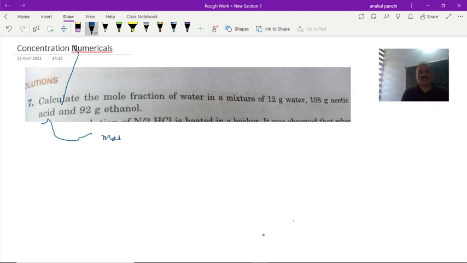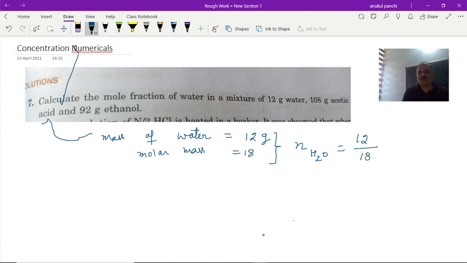So first of all, let us write the given situation. Mass of water is 12 gram, and we know that molar mass of water is 18. By using this, we can calculate the number of moles of water. Given mass divided by molar mass gives the number of moles. If we divide 12 by 18, I think it will be 0.66. So these are the number of moles of water.